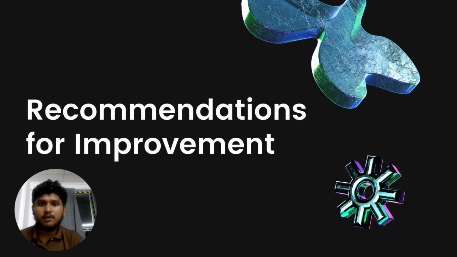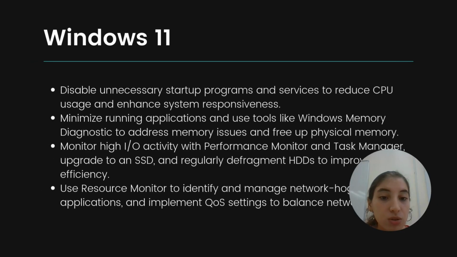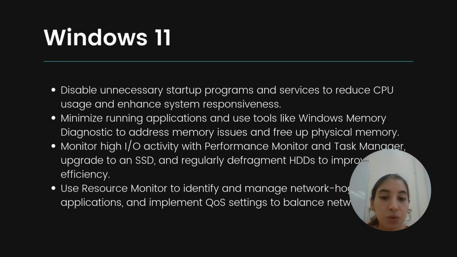Now we will talk about recommendations for improvement. If we want to recommend improvements for Windows 11, we can recommend these things. One of them is that we can disable unnecessary startup programs, devices and services to reduce CPU usage and enhance system responsiveness. We can also minimize running applications and use tools like Windows Memory Diagnostic to analyze memory usage and free up physical memory.